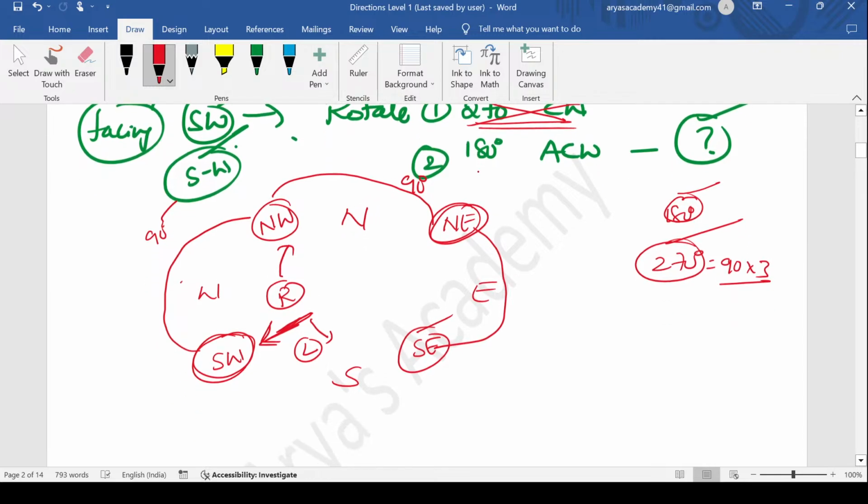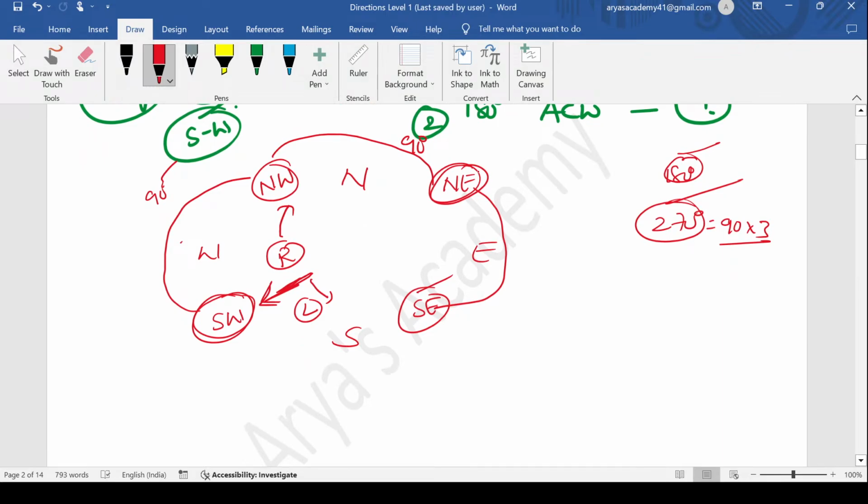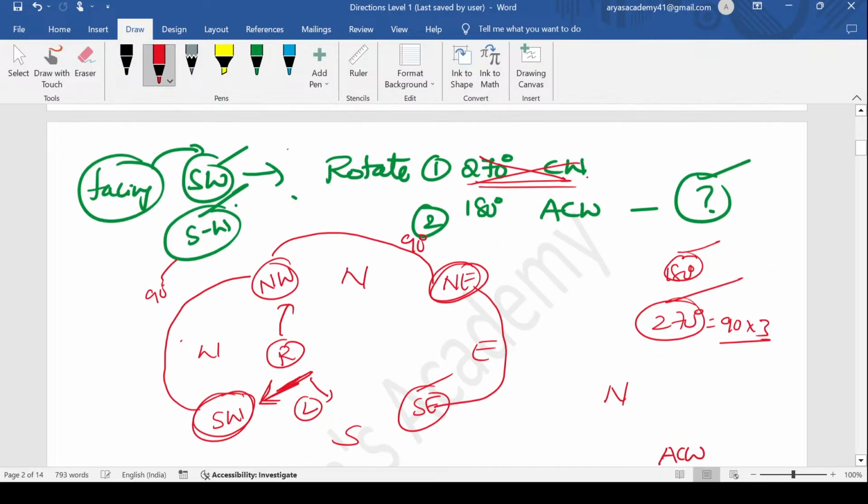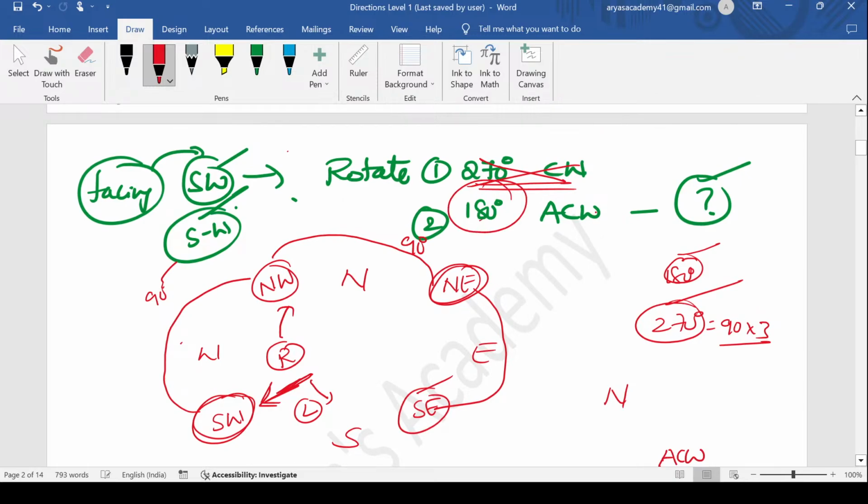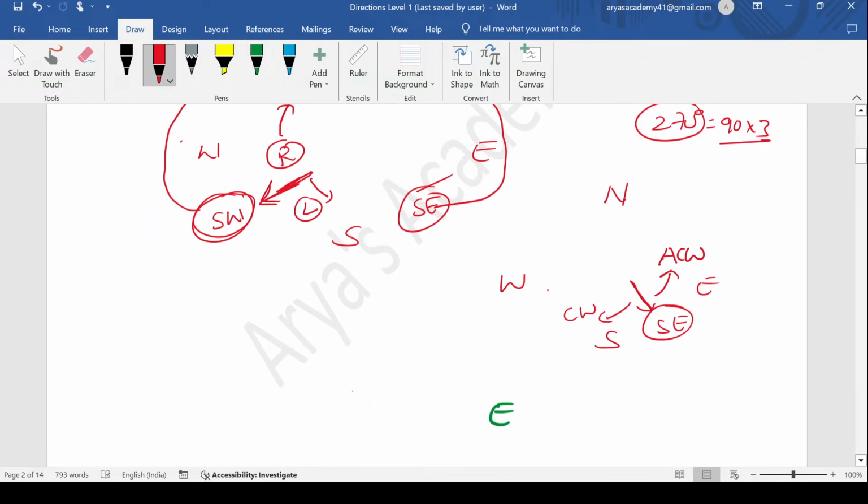I have to move to condition number 2. In condition number 2, I have to rotate 180 degrees anti-clockwise. So I will write here north, east, west, south. I am currently here, facing this direction. If I go this way, it is clockwise. If I go this way, it is left or anti-clockwise. The question clearly mentions I have to go 180 degrees anti-clockwise. How is 180 arrived? It is 90 into 2. So you have to rotate 90 degrees twice.